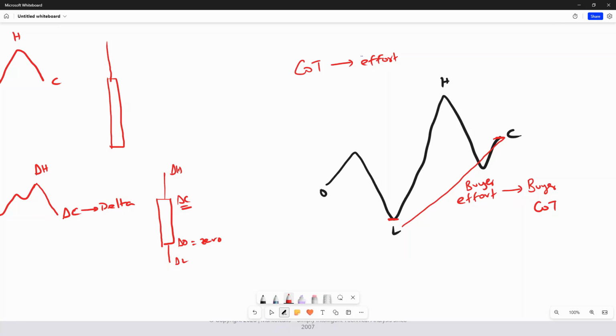A seller effort will be calculated from the high of the candle towards the closing. That is how the seller effort will be calculated. Seller effort is also called a seller COT. A buyer COT is also called a low COT, displayed at the low of the candle. Seller COT is also called a high COT, displayed at the high of the candle. Right? So that is how the COT is calculated.